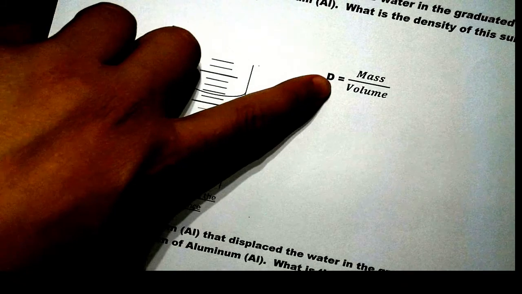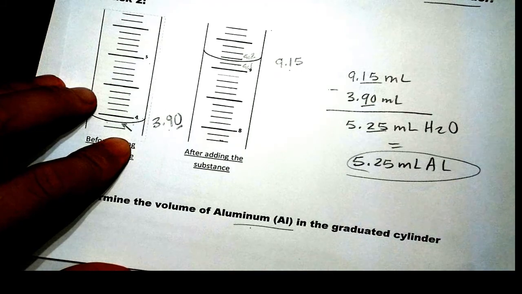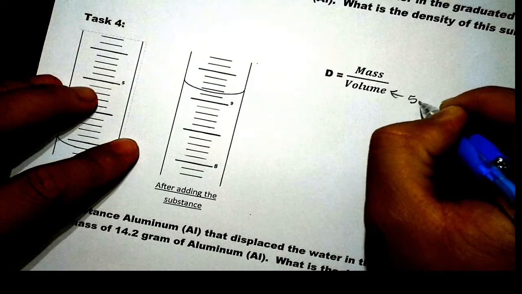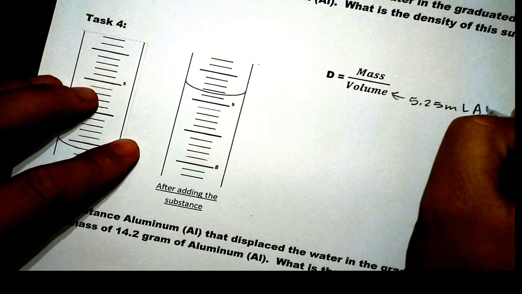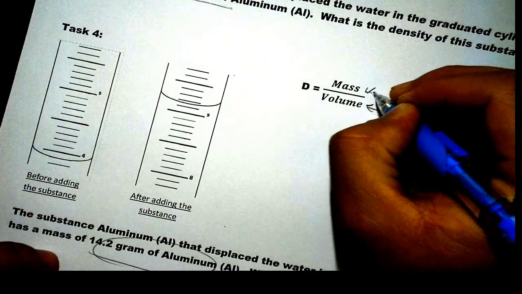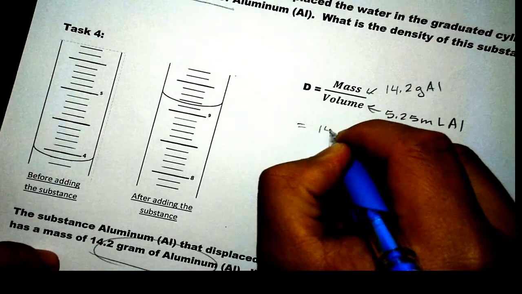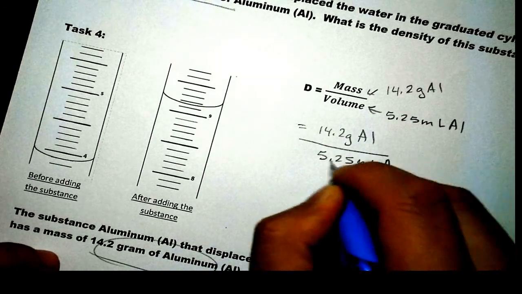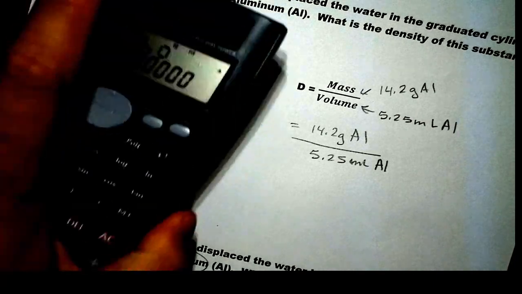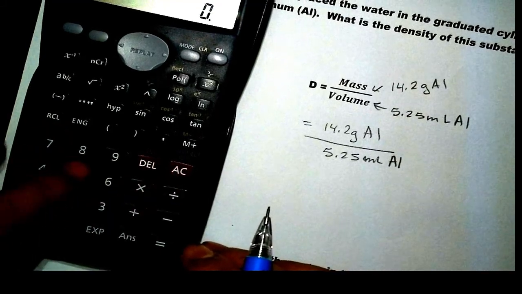And again, the density is equal to mass divided by volume. And I figured out my volume right there already. 5.25 ml or milliliters of aluminum. So this is 5.25 ml aluminum. What about the mass? The mass is given to us right there already, which is equal to 14.2 grams of aluminum. Now let's plug this in, divided by 5.25 milliliters of aluminum. And we plug this into a calculator. 14.2 divided by 5.25.